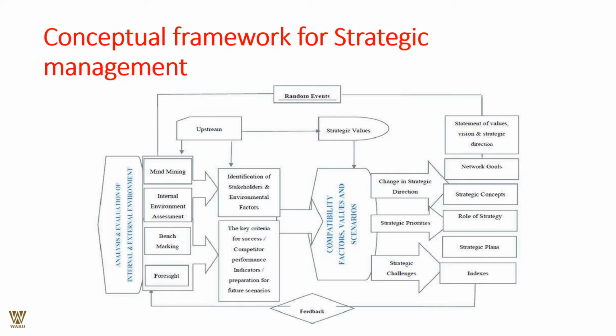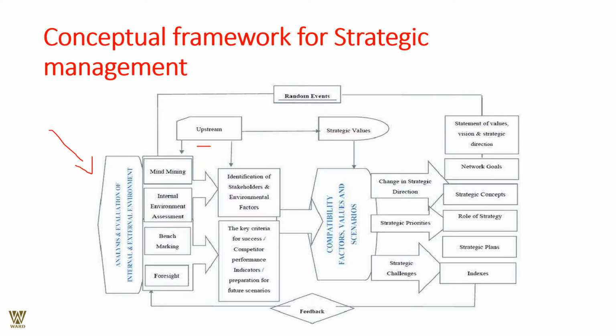So, the conceptual framework for strategic management is something which has been depicted here. We're talking about the analysis and evaluation of the internal and external environment. This is what comes around it. This is the internal and external environment. We are talking about mind mapping, internal environment, benchmarking, and foresightedness. Now this is what is upstream. Once you have done this, this will give me the identification of stakeholders and environmental factors, the key criteria for success, competitor performance indicators, preparation for future scenarios as the case might be. This is what we are looking forward to.